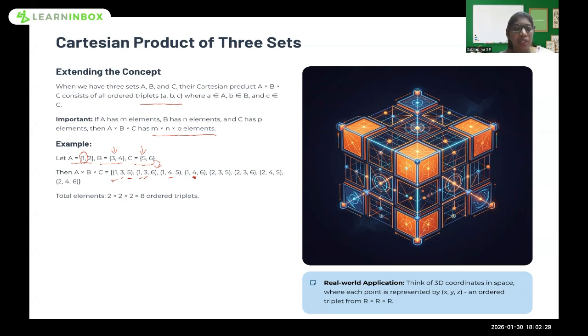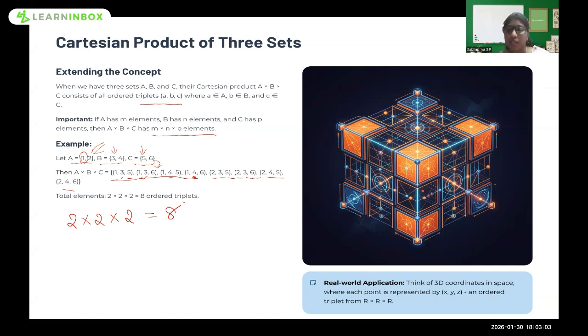Next, we finished all the elements with 1. Now we have to go with 2. Like (2, 3, 5), (2, 3, 6), (2, 4, 5), and (2, 4, 6). Thus, we will have 8 elements. That is nothing but A has 2 elements, B has 2 elements, and C has 2 elements. So it is 2 cross 2 cross 2, which multiplies to 8. Thus, it will become 8 elements.